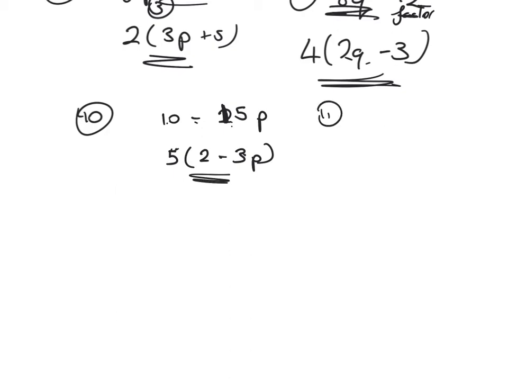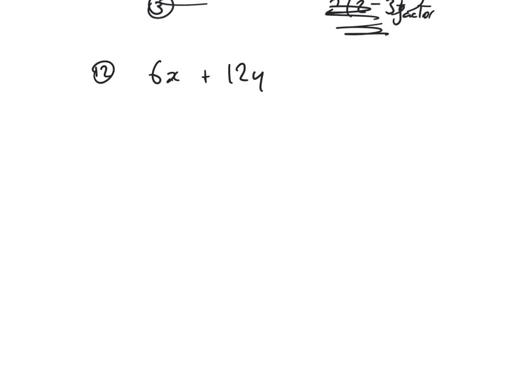Example 11, let's go for 4 minus 6t. Okay, from 4 and 6 I can take 2. 2 times what gives me 4? That's 2. Minus in the middle, 2 times what gives me 6t? That'll be 3t. 2 bracket 2 minus 3t. Okay, example 12, let's go for 6x plus 12y.